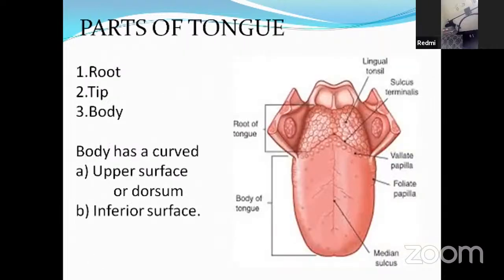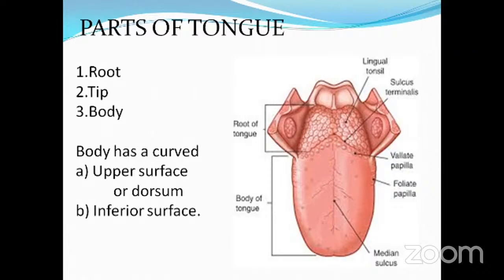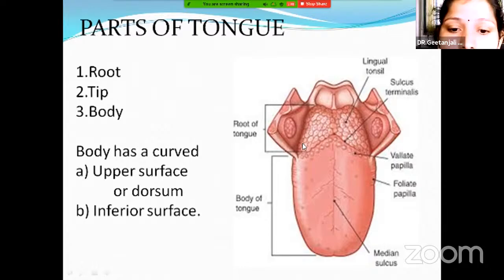Next, come to the parts of the tongue. There are three parts of the tongue: root, tip and body. See here, this is the root of the tongue, this is the body of the tongue, and this is the tip of the tongue. Body is present in between this tip and the root of the tongue.